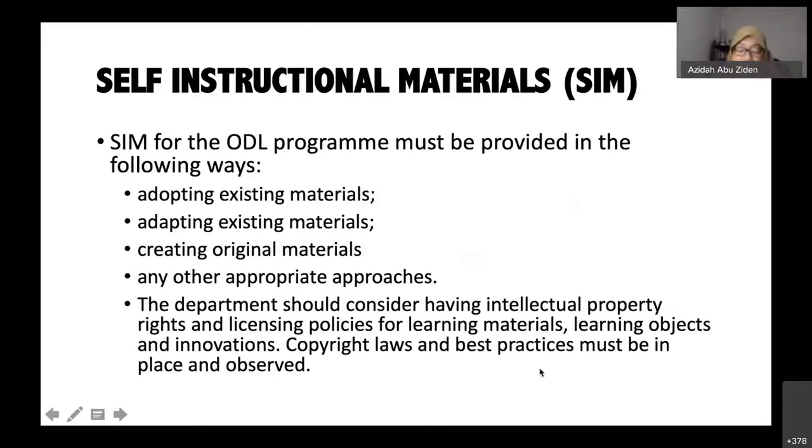Okay, yang ni tadi ada soalan tentang boleh tak guna SIM untuk guna orang lain punya ke, boleh tak ambil yang the publisher punya ke, and so on. Yes, you can. Alright, you can adopt existing materials, you can adapt existing materials, you can create original materials, and you can apply other appropriate approaches. Maksudnya SIM is very flexible, okay.